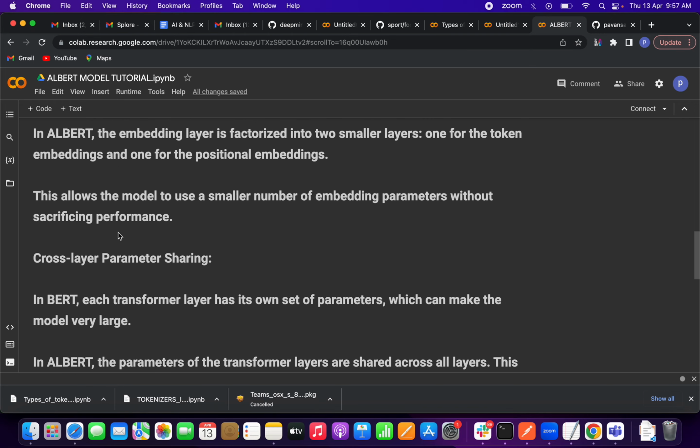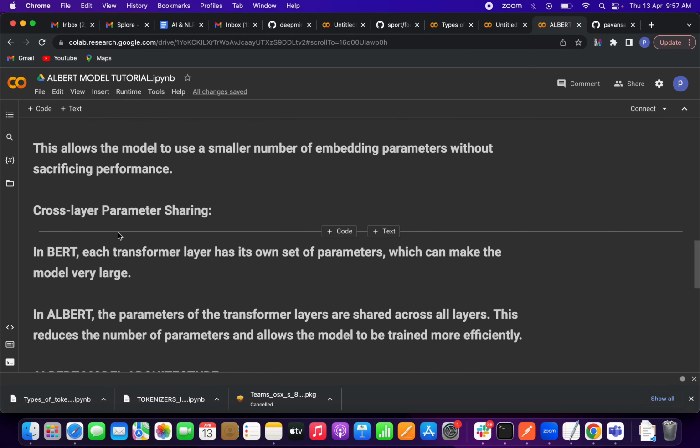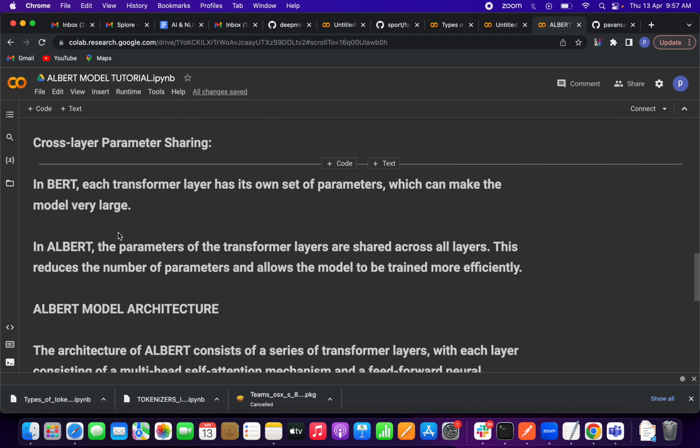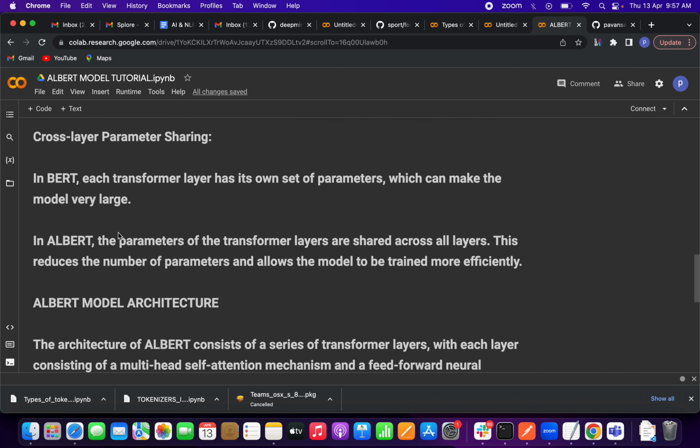The second one is cross-layer parameter sharing. In Bert, each transformer layer has its own set of parameters. Due to this, the model is very large. But in Albert, they have transformer layers, but each transformer layer doesn't have its own set of parameters. Those parameters are shared with the other transformer layers. This technique is very helpful to the model. So these are the two techniques, friends.